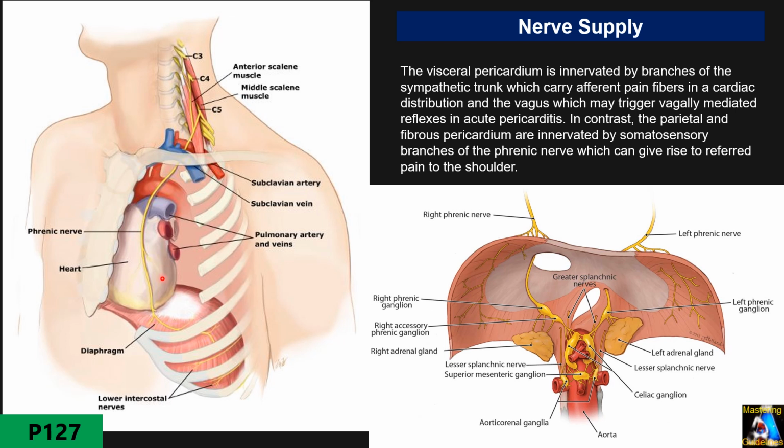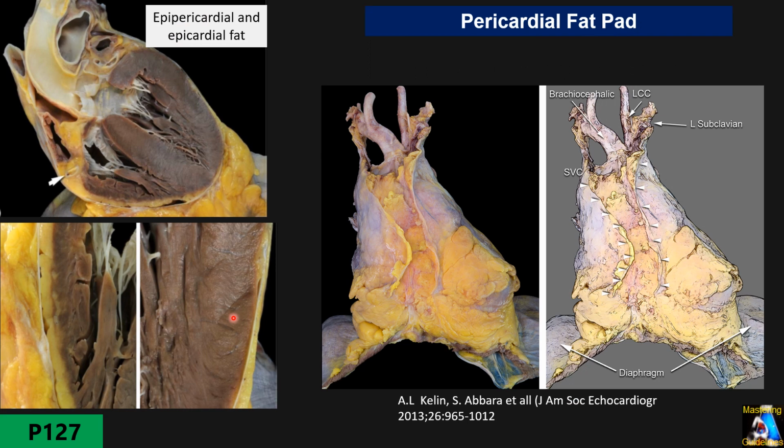But the parietal wall is supplied by somatosensory branches through the phrenic nerve, which is responsible for referred pain in the shoulder, arm, neck, and so on. Like any other part of the body, fat can be deposited and accumulate around the heart too, depending on which part and which layer of the heart pericardium has been deposited by fat.